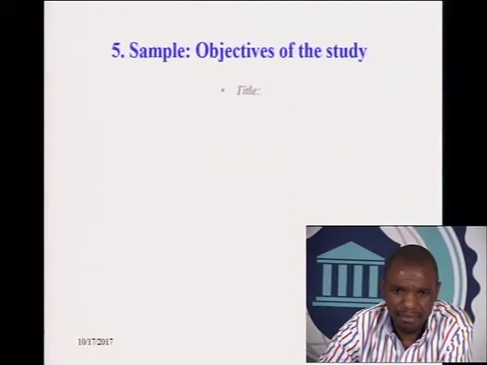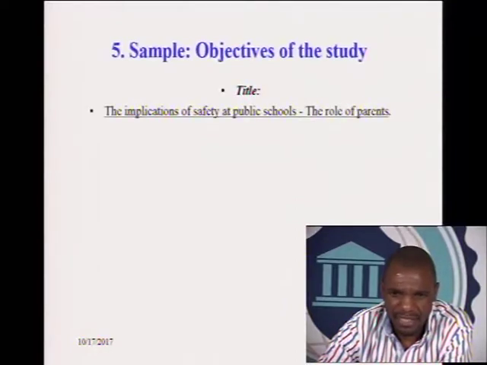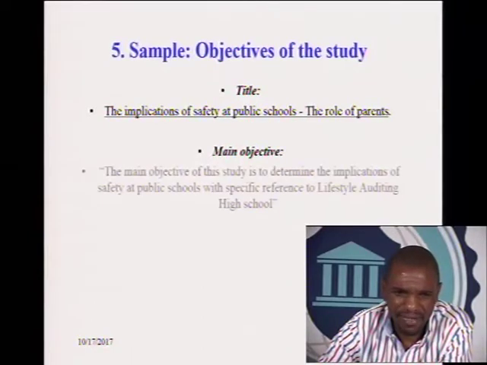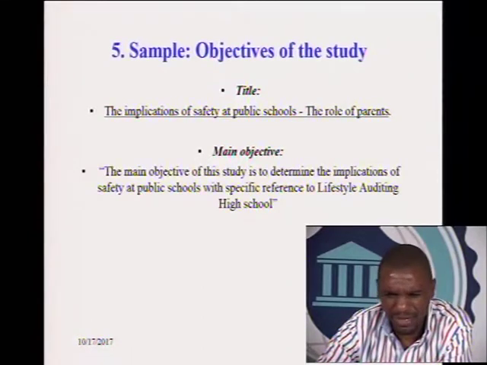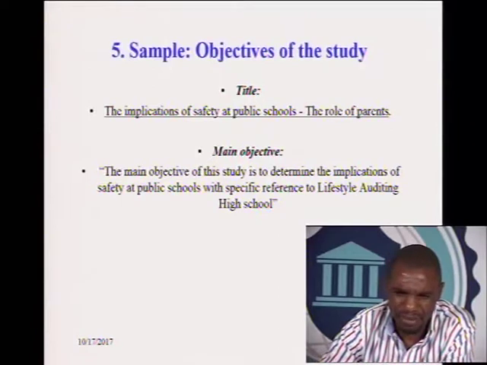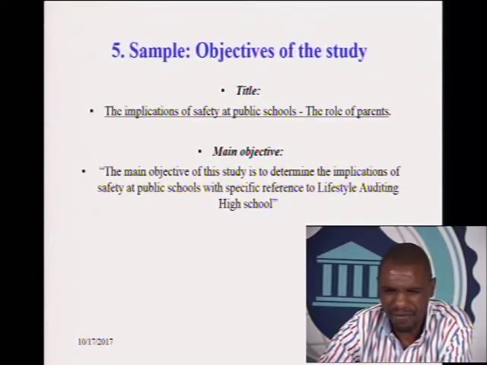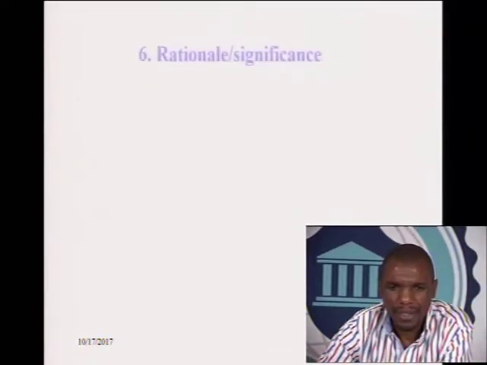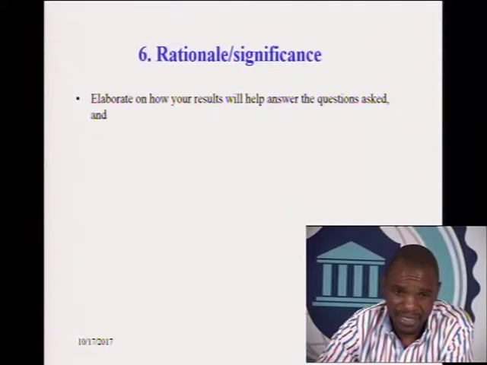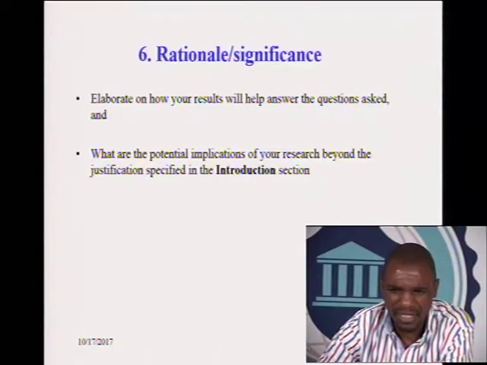And then a sample here. Title: implications of safety at public school, the role of parents. Main objective, for example: the main objective of the study is to determine the implications of public schools with specific reference to lifestyle auditing high school. Rationale or significance. This is about the benefits. Try to answer the question: what are the potential implications for your research beyond the justification specified in the introduction section?